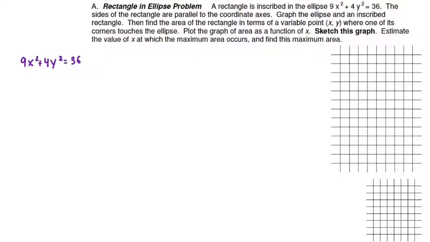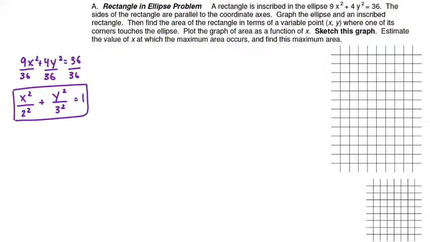What I want to do is get that into standard form so that I can actually see what's going on and graph it. In order to do that, I need the right side to be 1, which means I'm going to divide everything by 36. And what's left here is x squared over 2 squared plus y squared over 3 squared, that's equal to 1. That is the equation of our ellipse. So now let's graph that.